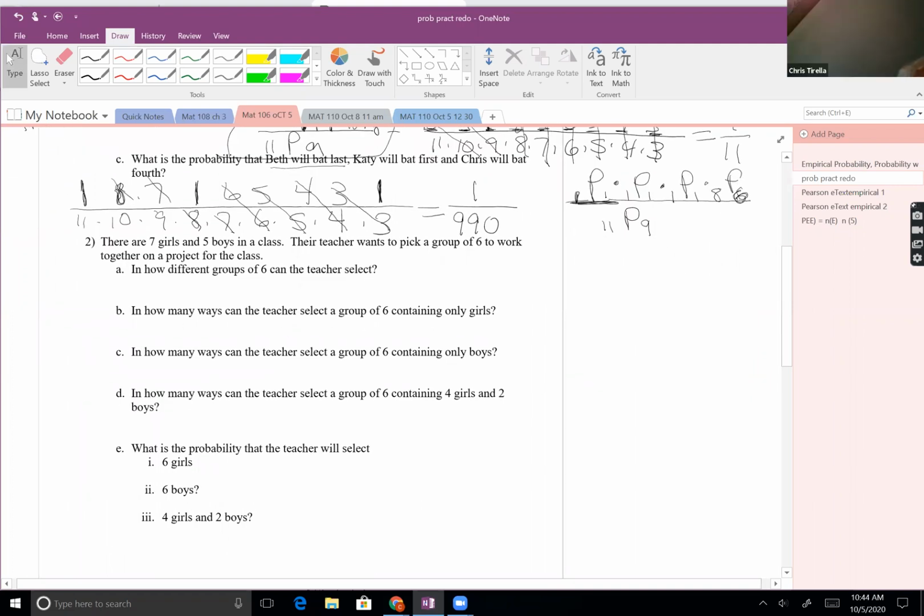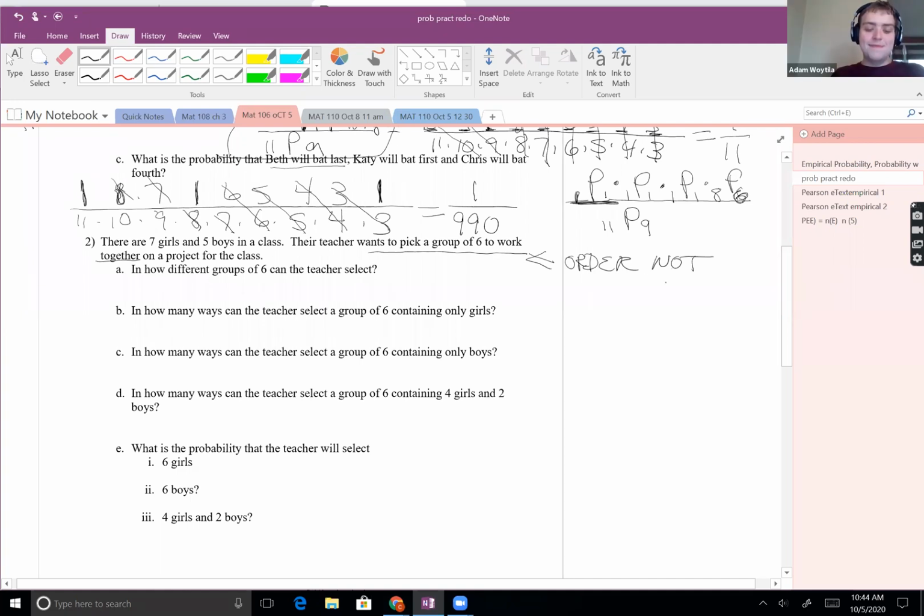Okay, question 2. Question 2 says there are 7 girls and 5 boys in a class. The teacher wants to pick a group of 6 to work together on a project for the class. Okay, if I'm picking a group to work together, does order matter or not? No. Order does not matter. And so over here, because we're picking a group to work together, we're declaring that order does not matter.